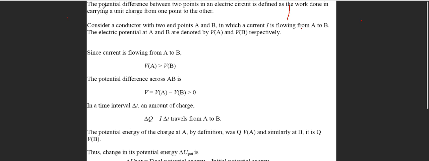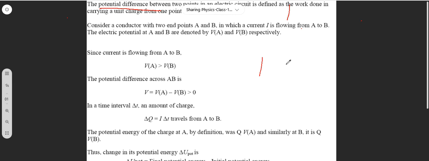Whenever we are talking about the potential difference between 2 points in an electric circuit, as I have shown you, if you have a point A and a point B, from point A to B when the electric charge starts moving, it is defined as the work done carrying a unit positive charge, which will be the potential difference. We have done it already.